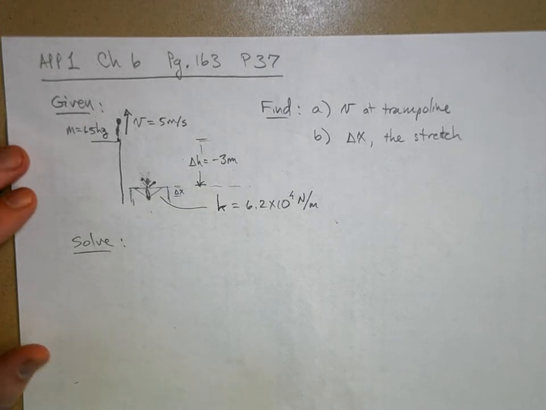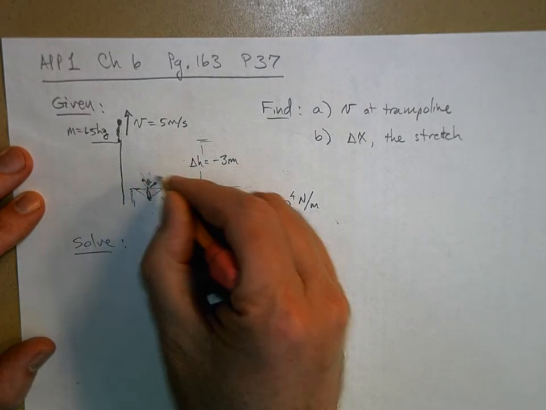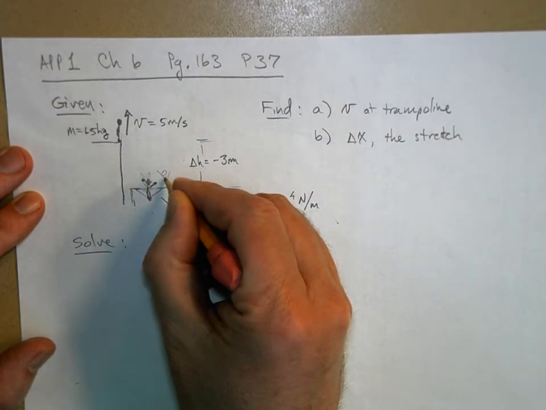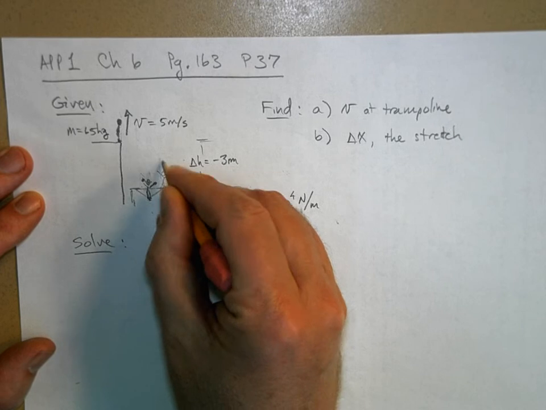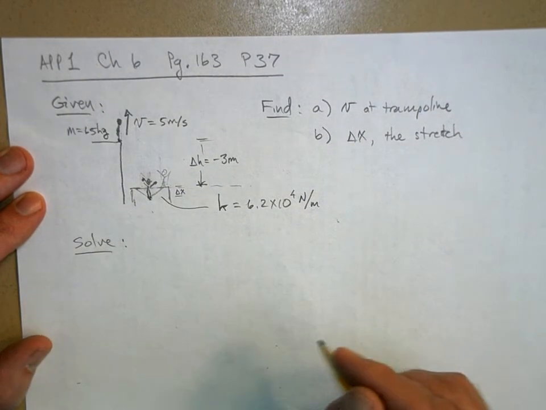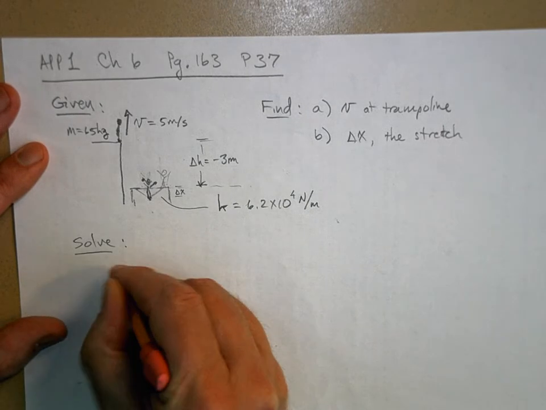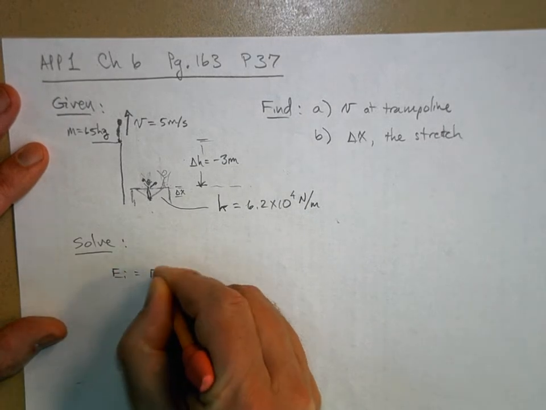Okay, so for part A, we want to know when they're right here. The person is right here and they're falling down, and we want to know what is the velocity right here. Well, I'm going to use energy to do it. You could use kinematics to do it, but energy is actually a little bit easier. E initial equals E final.